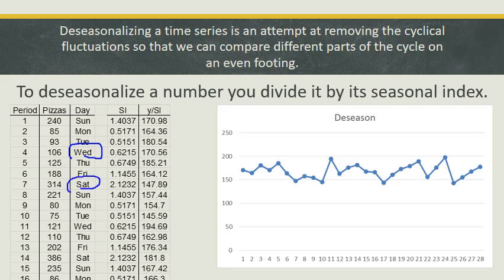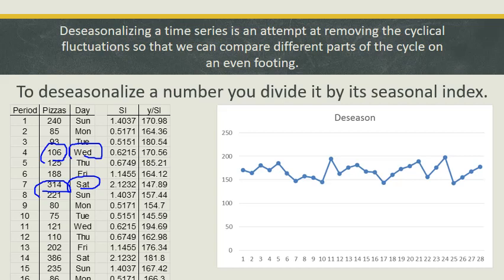Just looking at pizza sales, we see 106 compared to 314. But that isn't a fair comparison at all. Saturday is fundamentally different from Wednesday when it comes to sales.